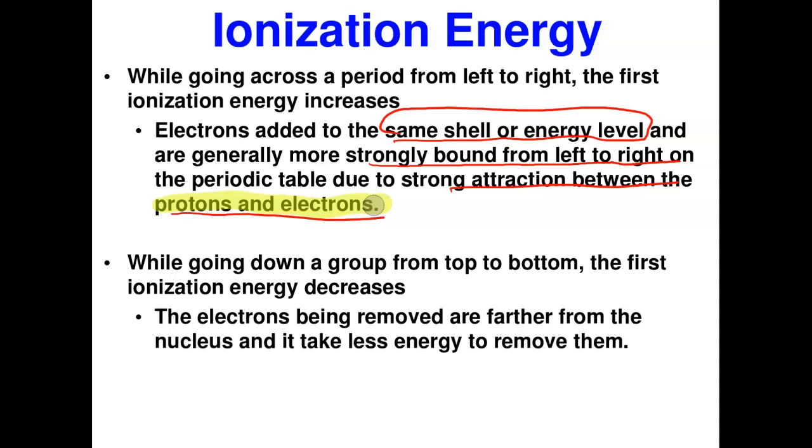Now, what about when you're going down the group from top to bottom of the periodic table? The energy does what? Decreases. Why? Because the electrons that you want to remove are actually very far from the nucleus. And because they are very far from the nucleus, it takes less energy to remove them. And because it takes less energy to remove them, the ionization energy will reduce in this case. And that is the exact reason why as you go down the group, the ionization energy decreases, and as you go across the period, it increases.